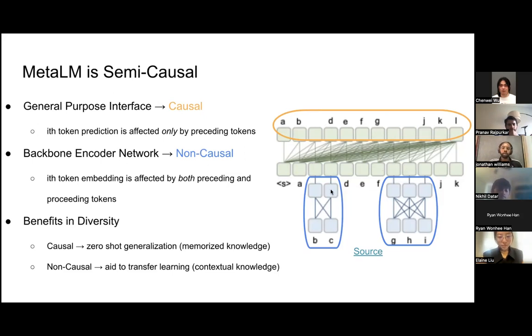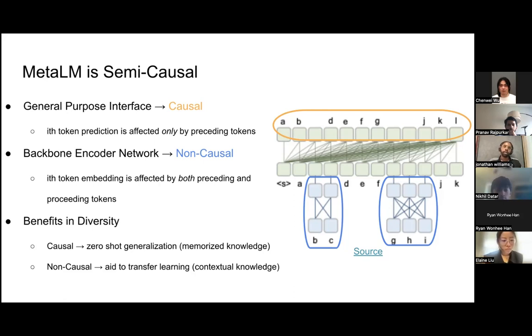The backbone encoder network is non-causal. So the embedding that's produced for the "I" token is affected by both preceding tokens and proceeding tokens. And by utilizing both these two modalities of understanding language, the causal and non-causal components, MetaLM gets the best of both worlds, in the sense that when we're training over our examples, we gain that causal memorized information. The best way I like to explain it is, for example, let's say I had a sentence, "the sun is blank." By training our general purpose interface, it will have that memorized knowledge to say the sun is hot.